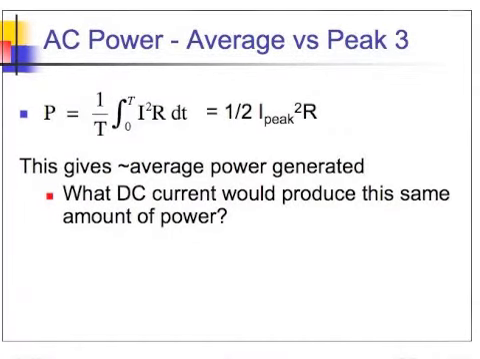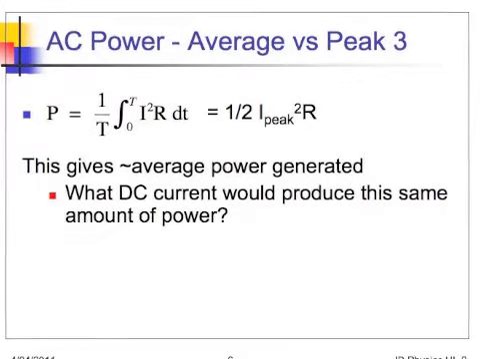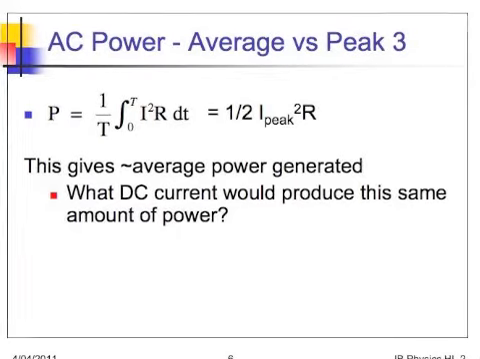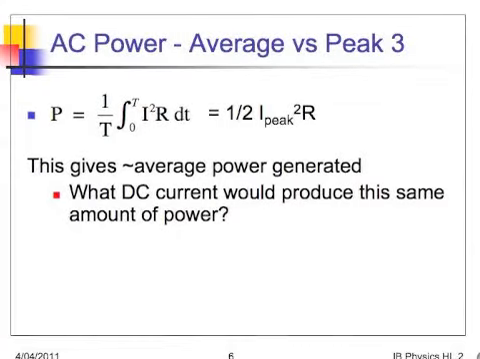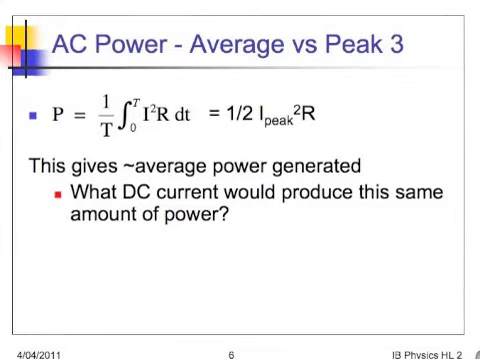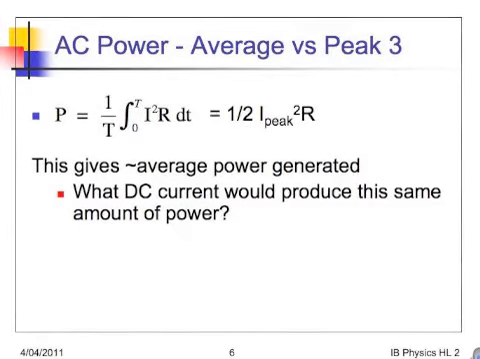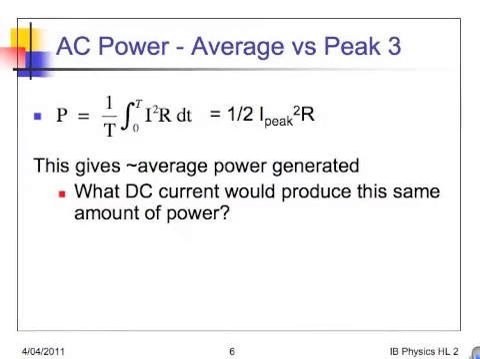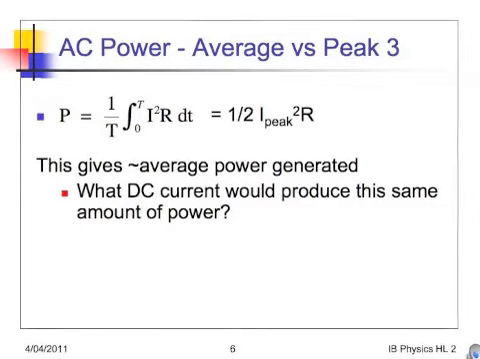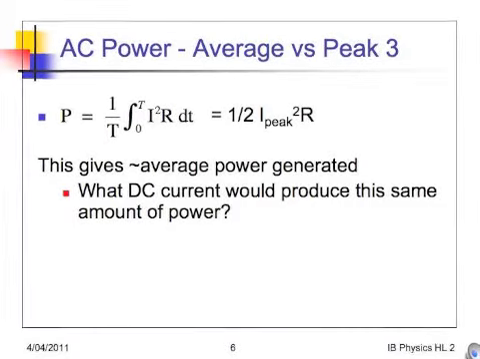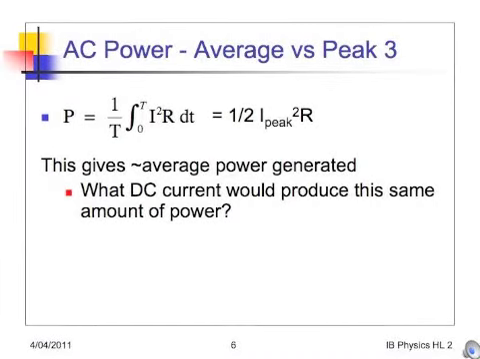This shows that the average value of the I squared R representation of the power turns out to be 1/2 of the peak power, which is 1/2 times the peak current squared times the resistance. So that's kind of a nice result. The average power is just half the peak power. But many times we want to know what would be an average value of the current, a DC value of the current, that would give us the same power being dissipated as the average power. And that's shown on the next slide.